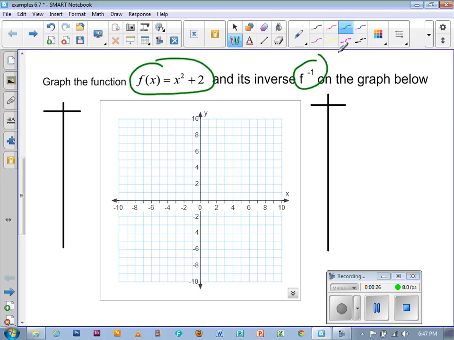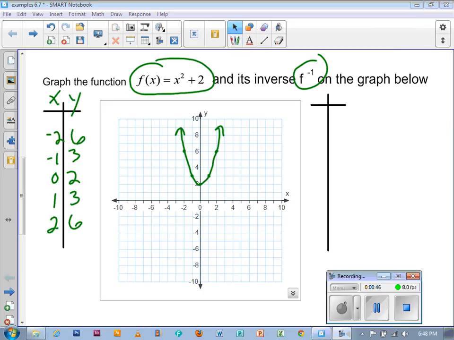So what I'd like to have you do is graph the function that's provided on the grid. Hopefully you know by now that's going to be a parabola. Find its vertex, find 2 points on each side of the vertex, and then fill them into your table here. And then we'll find the inverse of that function. So good luck.